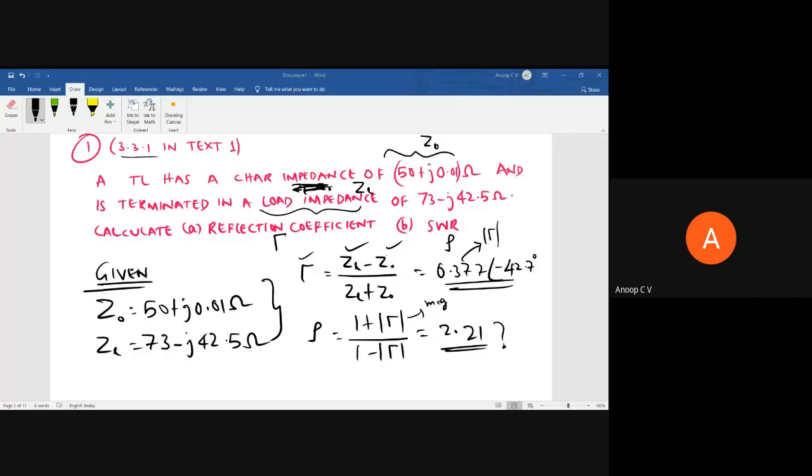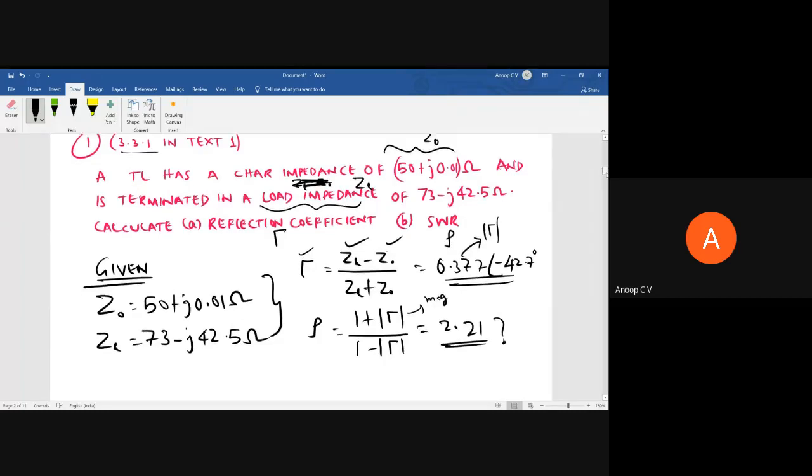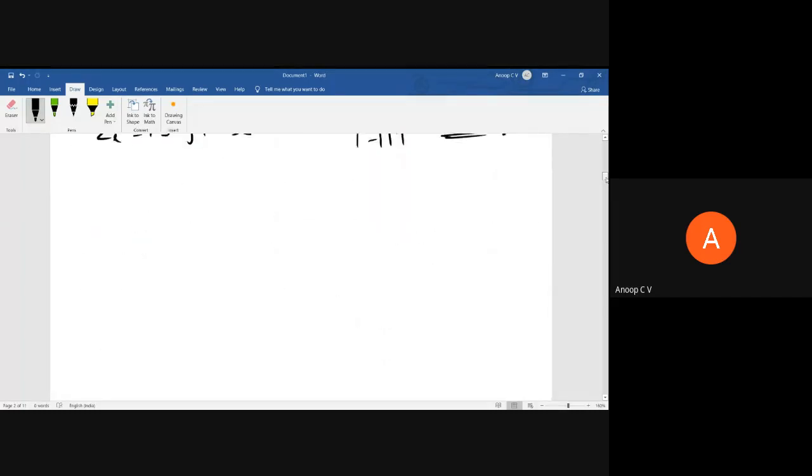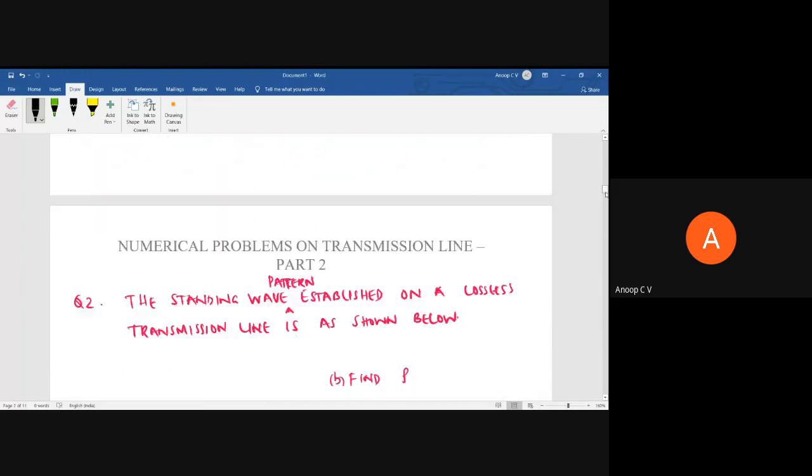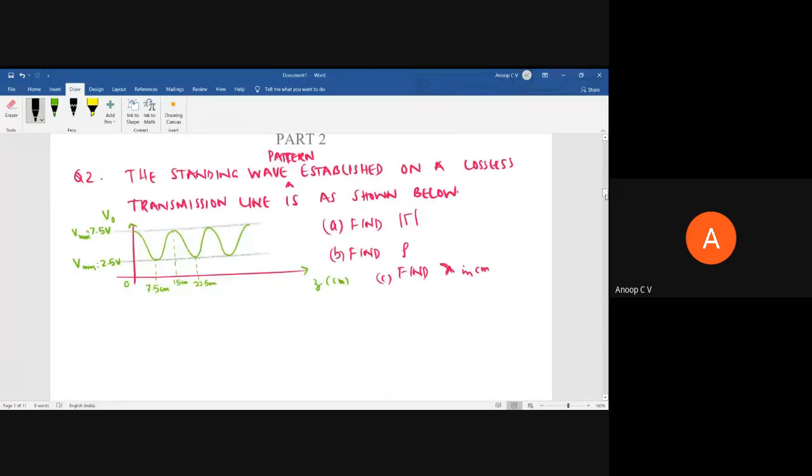Okay, fine. I think that there is no doubt in that particular problem. It was straightforward. This problem was asked many times. Now we'll move on to the next problem. Any doubt in this problem? No room for doubt here. So we'll move on to the next problem.